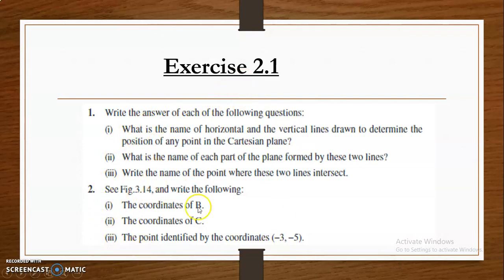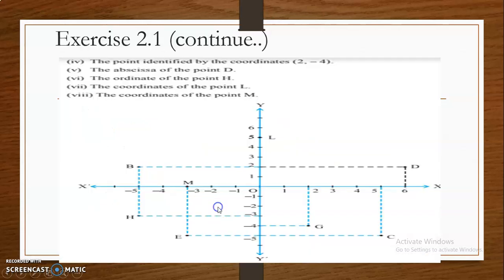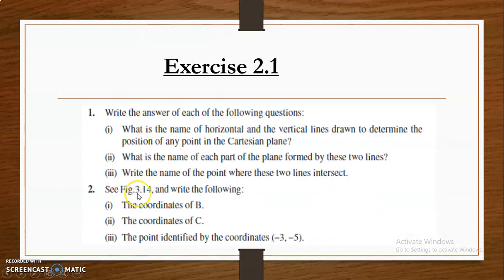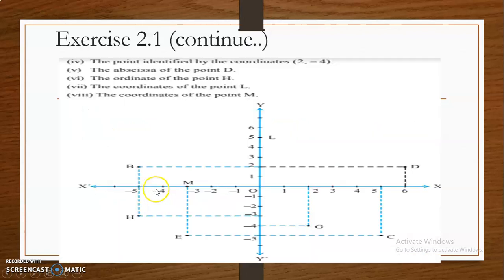So question number 2: see figure 3.14 and write the following. This is in continuation with this diagram, and there are some more questions also. The point identified by the coordinates (2, -4): you have to see from here, 2 in the positive and -4 here. So this is point G. On the basis of this diagram, you have to answer the remaining questions. In the previous slide also, these 3 questions, and here also.